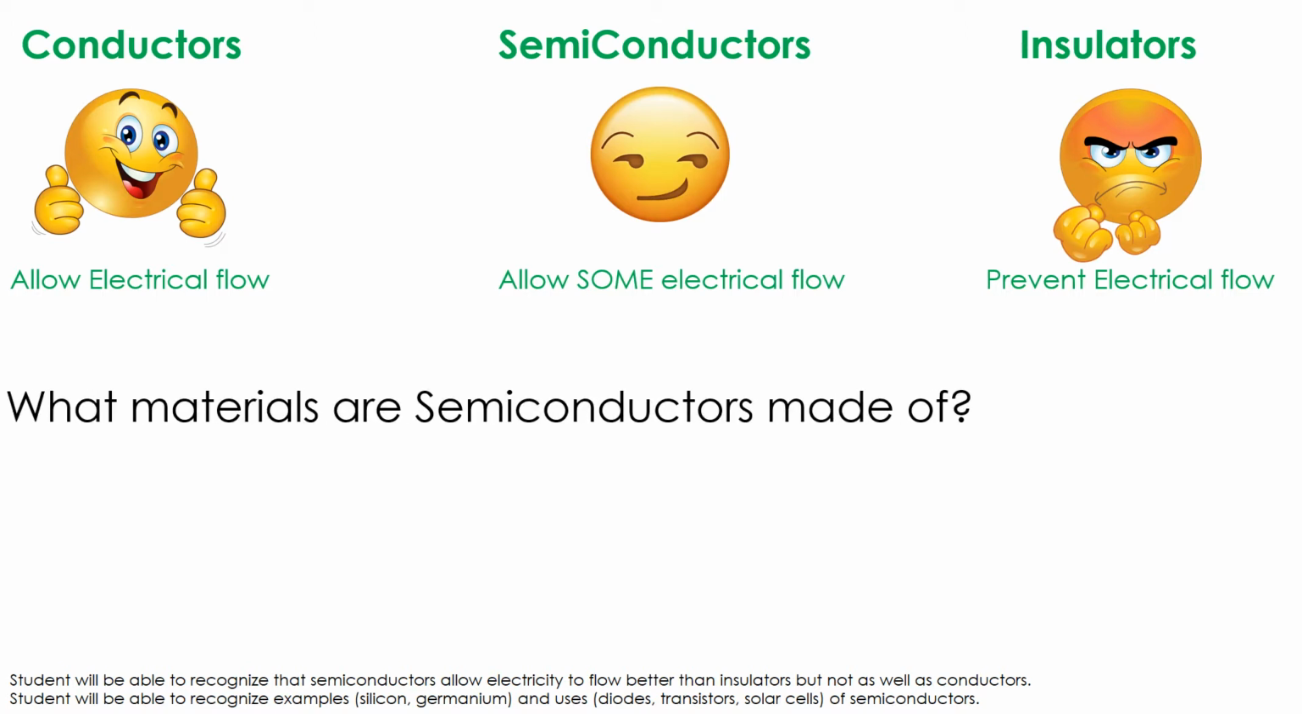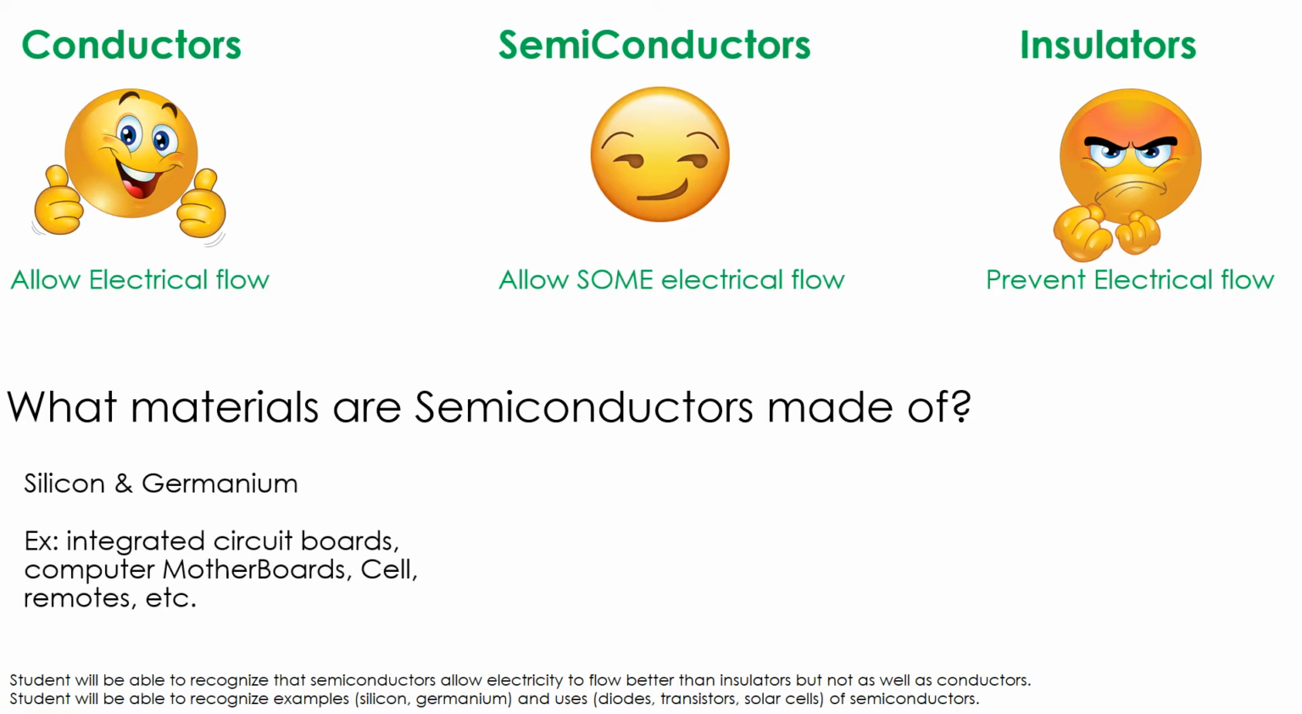So what do we make semiconductors out of? They show up all the time, and with the level of information we have right now, you don't know them when you see them, but they're made out of silicon and germanium. If you've ever looked at a computer motherboard, those circuit boards with all those little rectangular computer chips, that's a semiconductor.